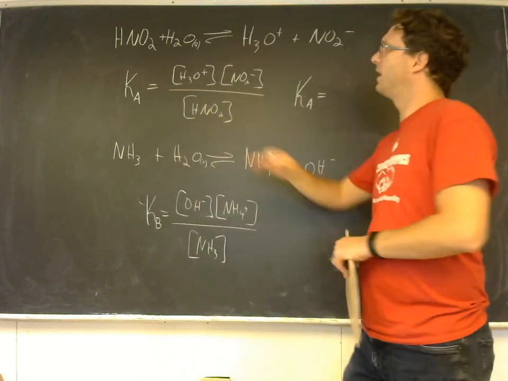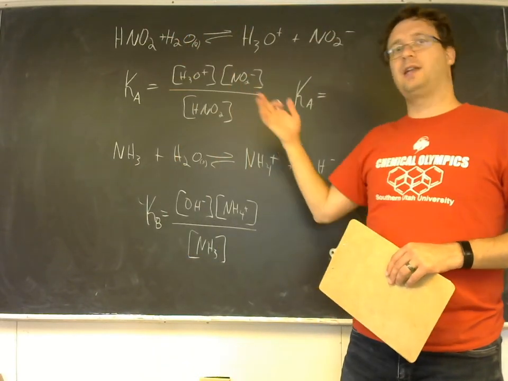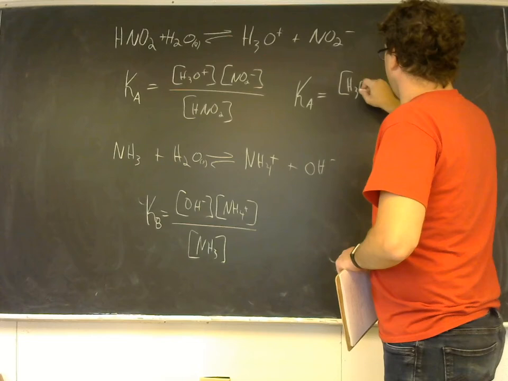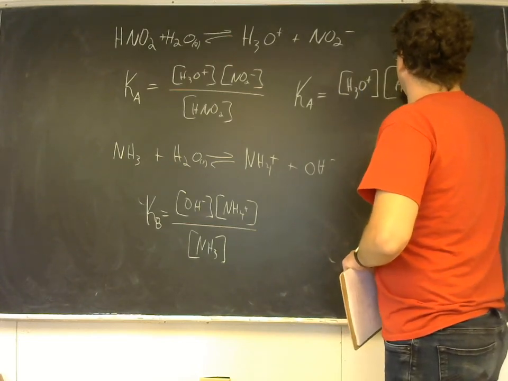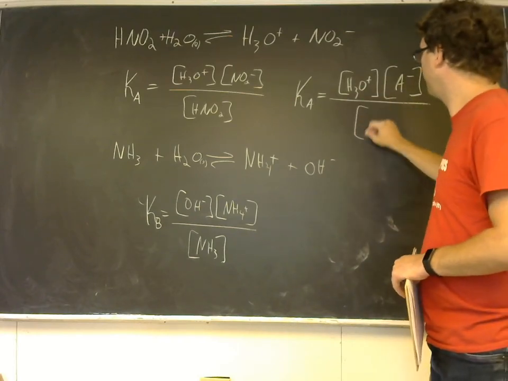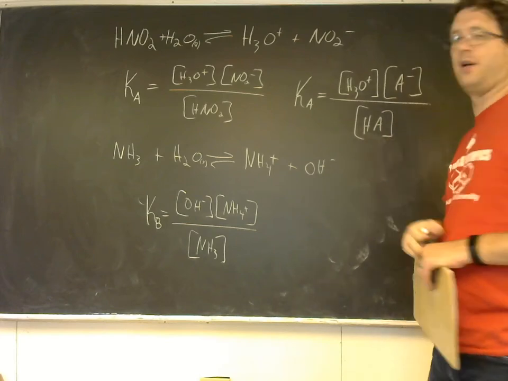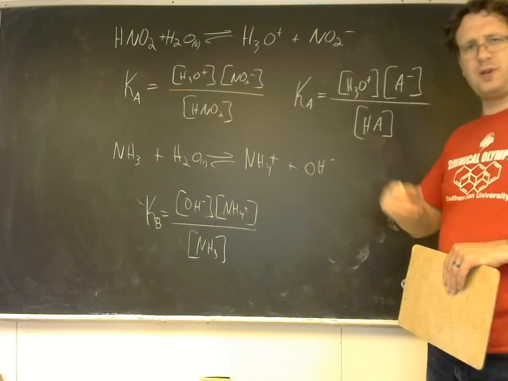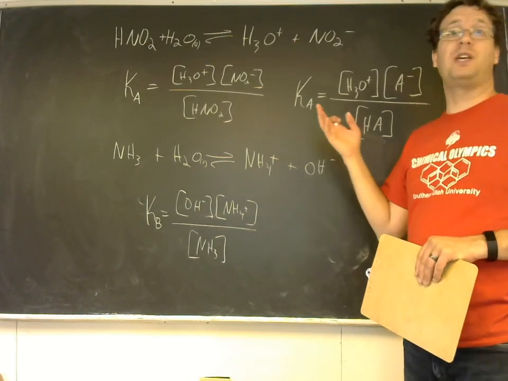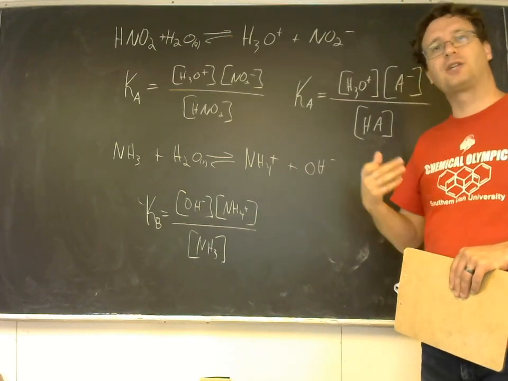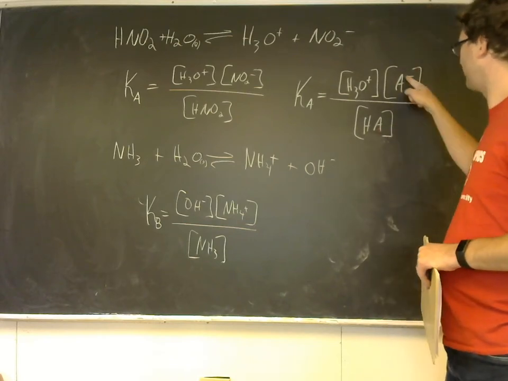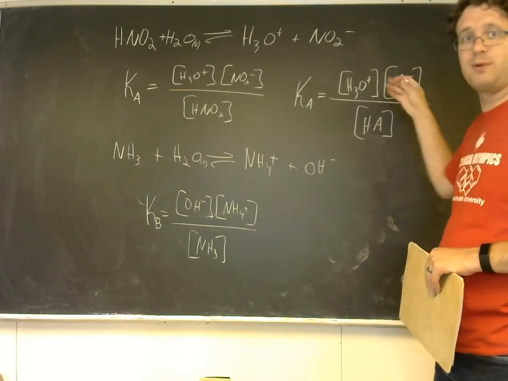I could take nitrous acid and replace it with any other acid, and it would take this same form of H3O+ and A- on the top and HA on the bottom. And when you get into polyprotic acids, we've talked a little bit about how HPO4 2- can actually act as an acid despite having a charge of 2-. Well, we'd have to modify the charges here a little bit, but it would follow the same idea.